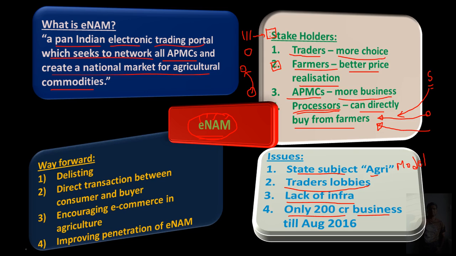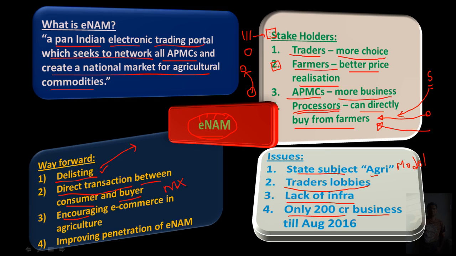So finally, we can end our answer with the way forward. First and foremost is delisting of commodities. We shouldn't make it compulsory for the farmer to sell in the APMC only. He can sell the commodity directly to private big companies like Reliance or directly to the processors. We can ensure that there is a direct transaction between the consumer and the buyer so that the middleman is eliminated and the consumer gets a cheaper commodity and the seller gets a higher rate.